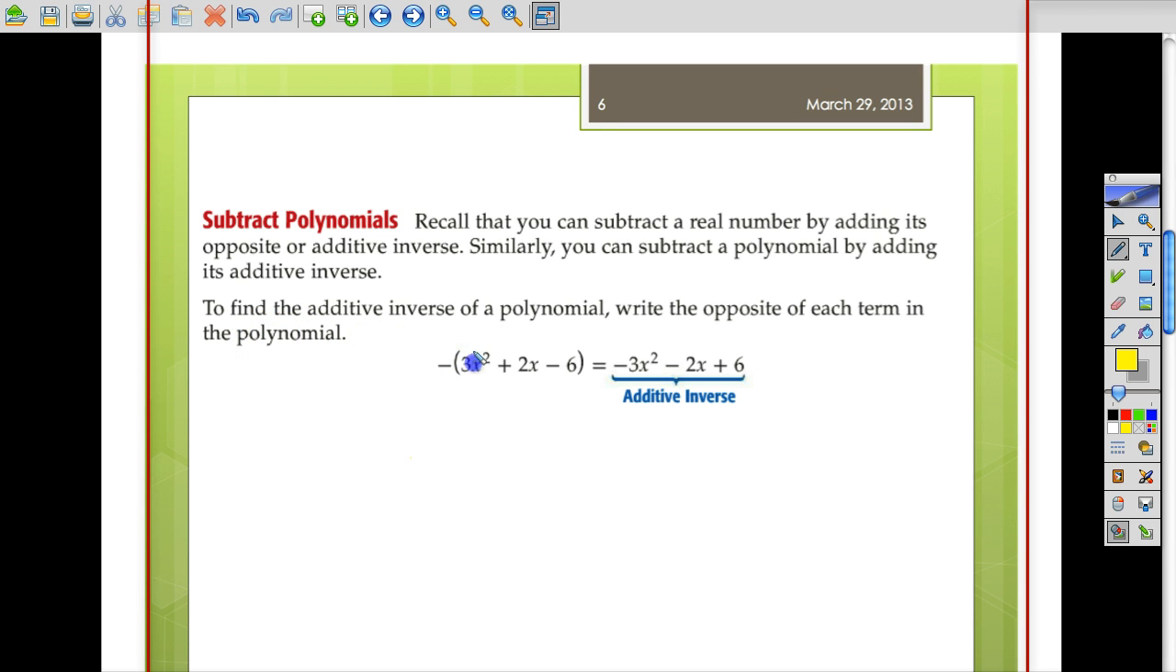So when you're subtracting and you have all this in the parentheses, you can actually imagine that it's a distributive property. So what I mean by that is, let's put a -1 there. So you're going to distribute -1 to each one. That will change all the signs, so you'll be adding everything that's opposite. So -3x squared minus 2x plus 6. Okay, so you're adding the opposites, the additive inverse.